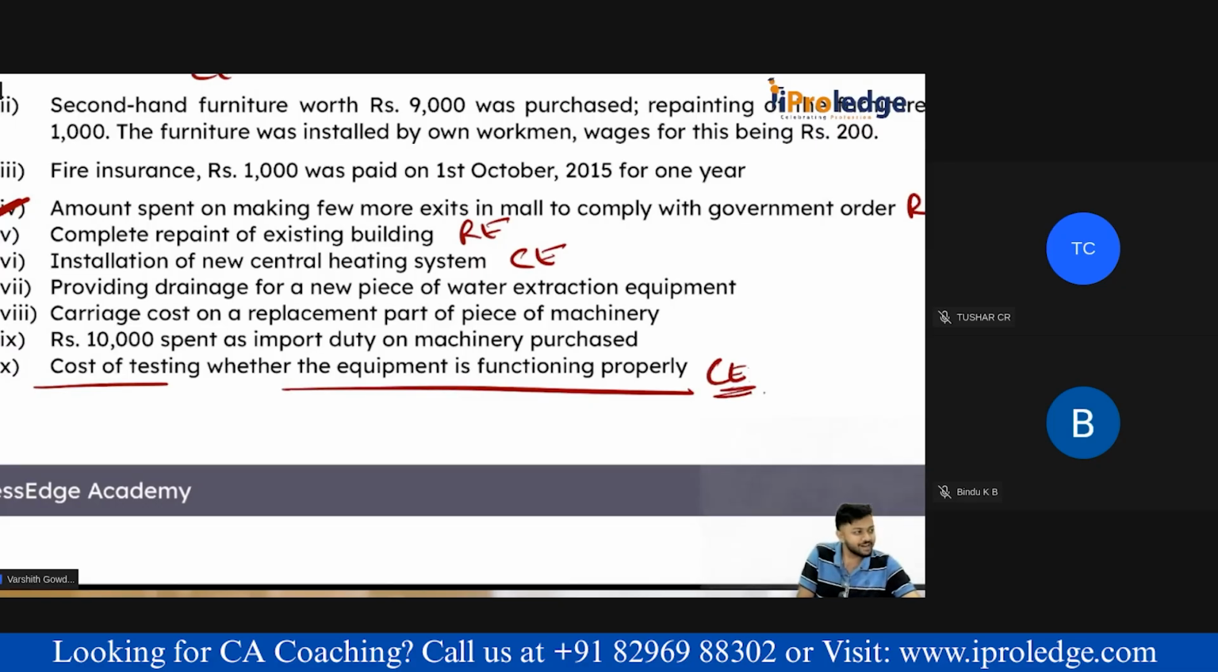But somewhere in the question, if tomorrow they say it was cost of testing for existing equipment, then consider it to be revenue, if they voluntarily tell it. If the question is silent like this, assume it to be new equipment. Okay.